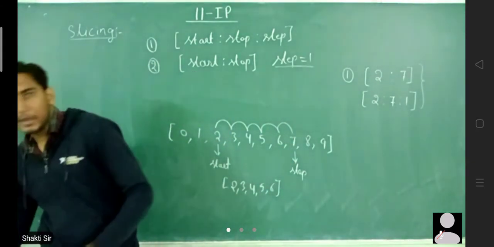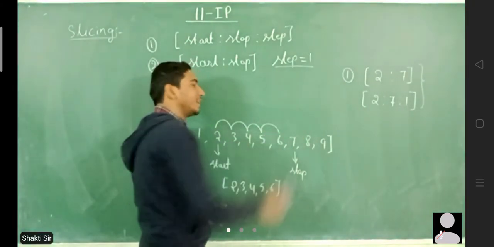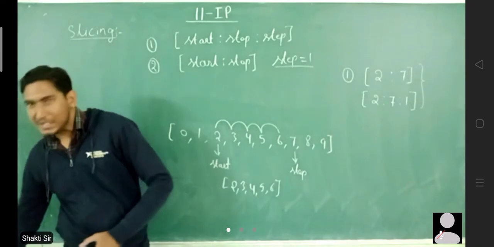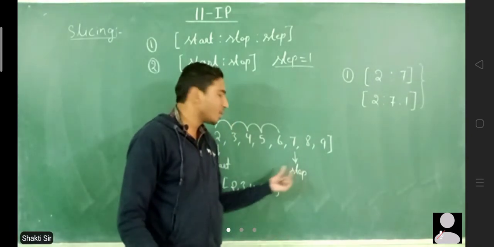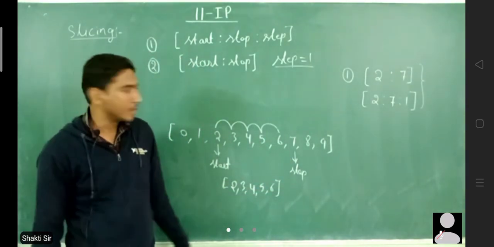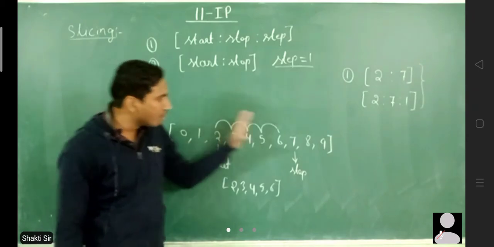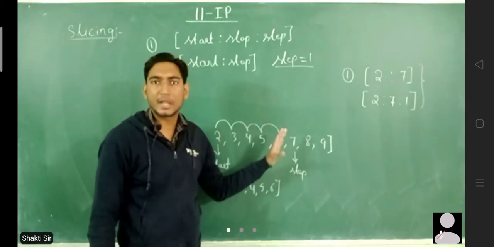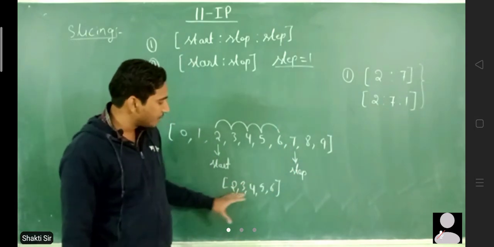7 will not be included. Just like a range function, the stop value is basically not included. So we take all the elements before the stop element, but not including the stop element. We start from the start value, move up to the stop, but we don't take the stop value, we just stop before that. So our answer will be 2, 3, 4, 5, 6.